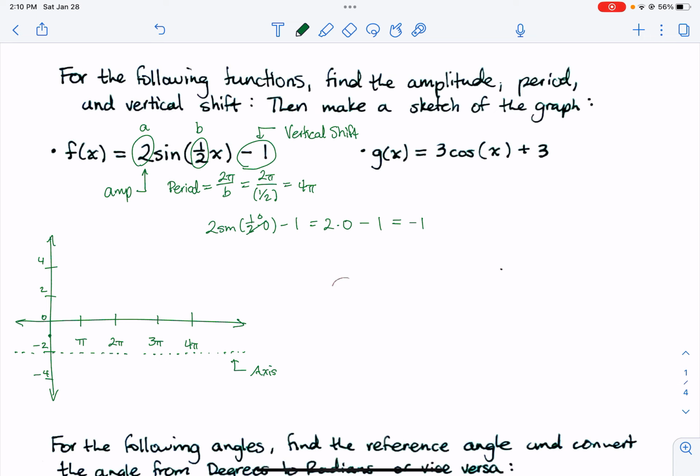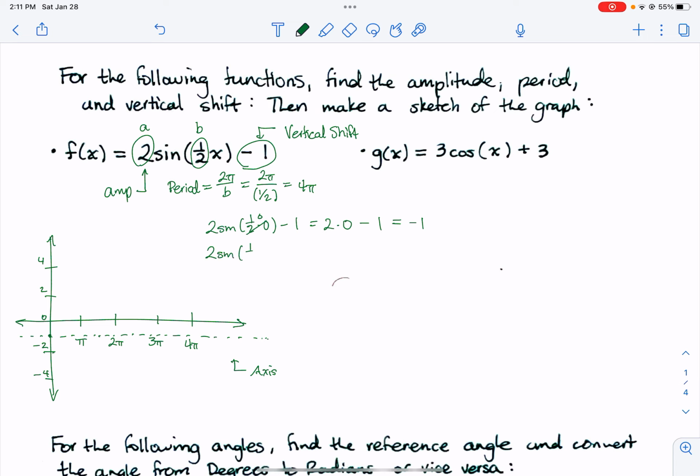Oh, you know what? I made a slight mistake on the axis. For whatever reason, I put it at -2. But our vertical shift is at -1. I think I placed the axis there thinking that would be -1, but then I labeled it with a -2. So yeah, that's where the axis is. My mistake. Let's plug in pi, right?